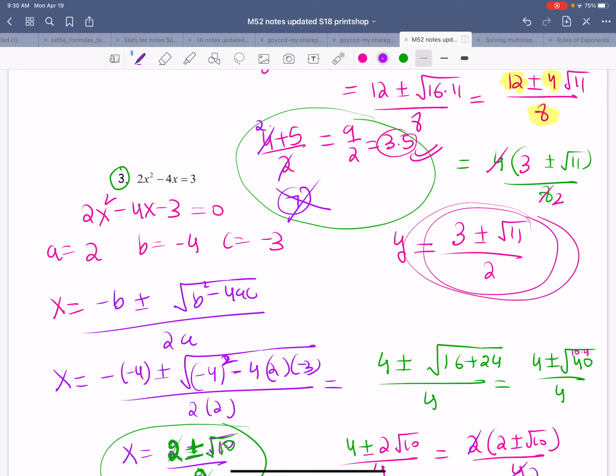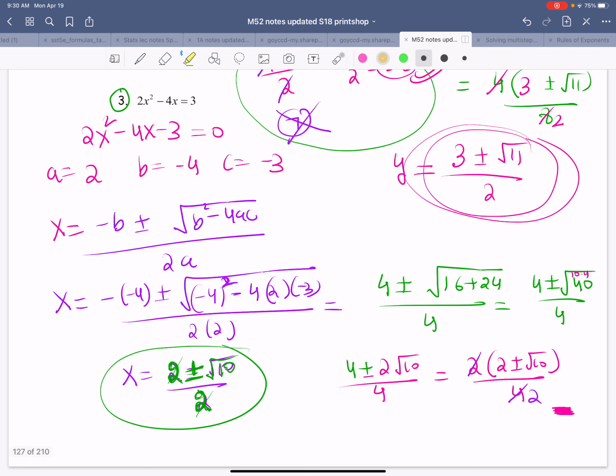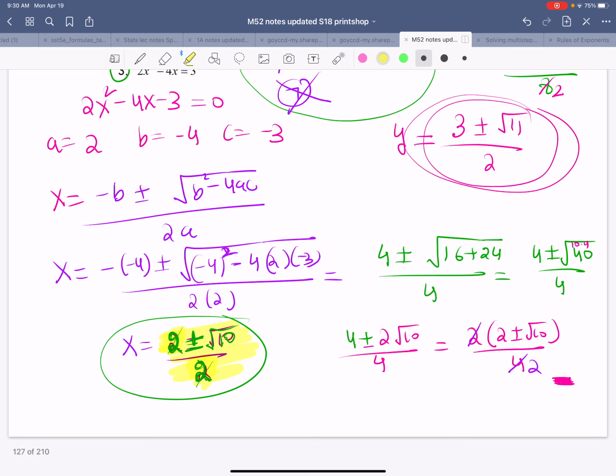Okay, so don't cancel unless you see something sitting in the factored form between numerator and denominator. So this 2 is not in the factored form. Don't cancel these, all right? And the whole thing is your final answer.